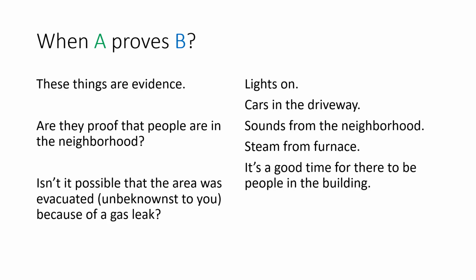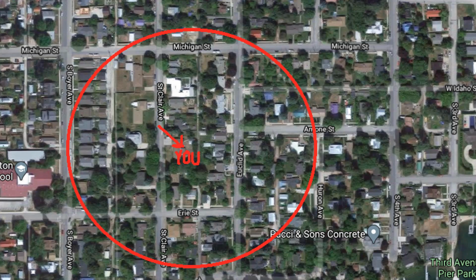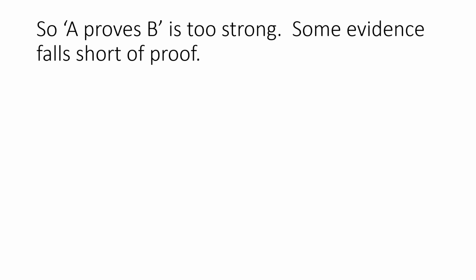Isn't it possible that the area was evacuated unbeknownst to you because of a gas leak and people left the lights on, they abandoned their cars, and they left their furnaces running, and so on? Isn't it possible that you are in the middle of a zone that's been evacuated and there's nobody around? It's not likely. Hopefully you're still safe. But isn't it possible? You haven't proved that there are people around, but you do have evidence. So A proves B is too strong as a definition for evidence. Some evidence falls short of proof.